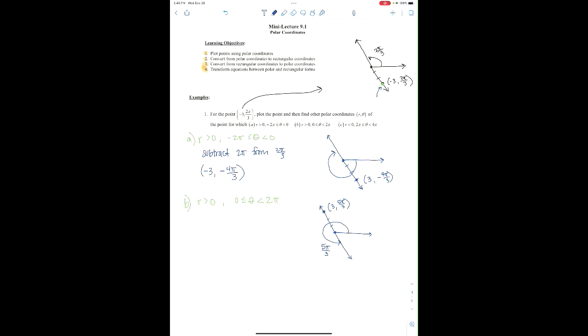Okay, we're doing good so far. All right, our last one, C. We want r to be negative, and we want to stay between 2 pi and 4 pi.